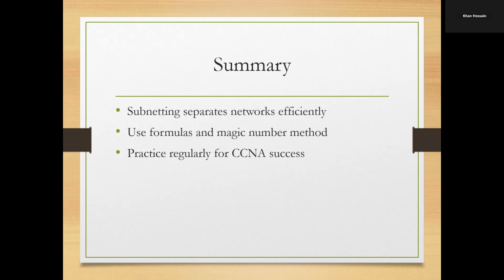Subnetting is a skill improved with practice, so I recommend working through problems regularly and becoming comfortable with the mental calculations. Mastering these fundamentals will make more advanced network topics such as routing, VLANs, and network design much easier to understand. Thank you for your time, and I hope this lesson helps you in your CCNA preparation.